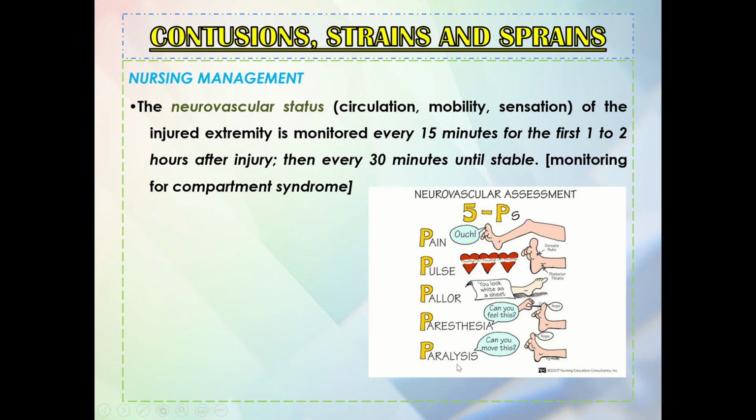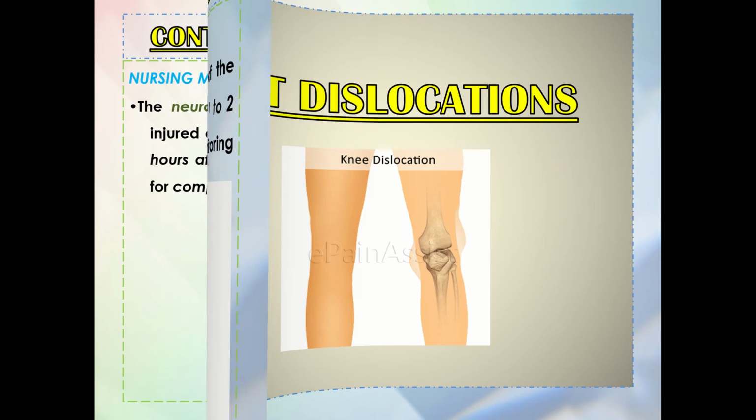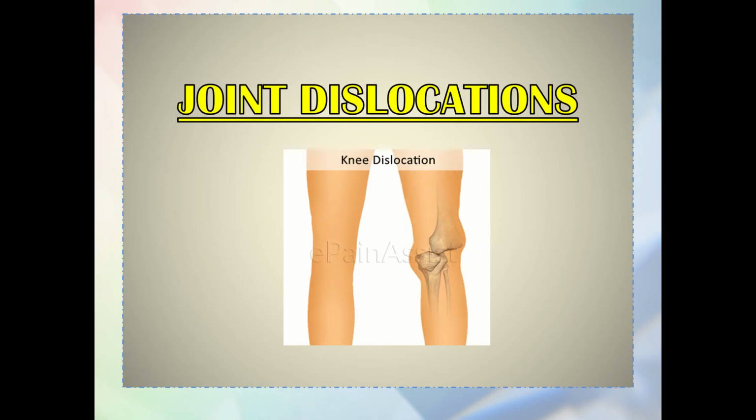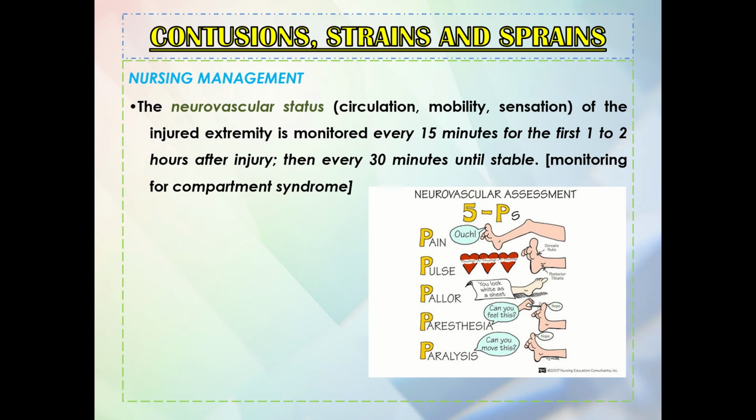And then, the 5th P is the paralysis. Tinatanong natin, can you move this? Meaning yung body part. So, these are the 5 Ps in assessing the neurovascular status of the patient. So, we have pain, pulselessness, pallor, paresthesia, and paralysis. So take note of this. So that is the first trauma na discuss natin with the musculoskeletal. So contusions, strains, and sprains.